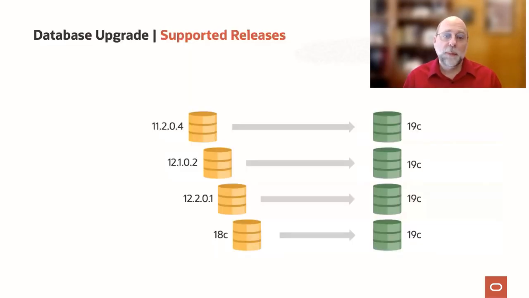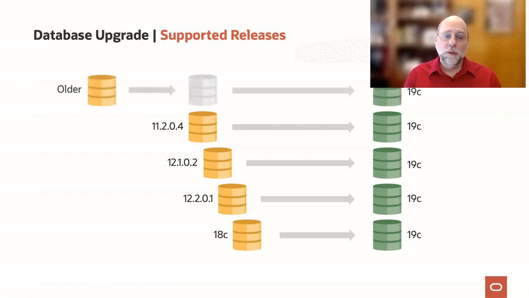The next thing to think about is the version that you're upgrading from versus the one you're upgrading to, and is that release combination supported for a direct upgrade? In other words, a single upgrade from source to target. What you'll find is that 11.2.0.4 and later are supported for upgrade to 19c. The reason for that is very simple. Those are the versions that were supported when 19c shipped. It also happens to be the minimum version that supports the same operating system that you can run with 19c.